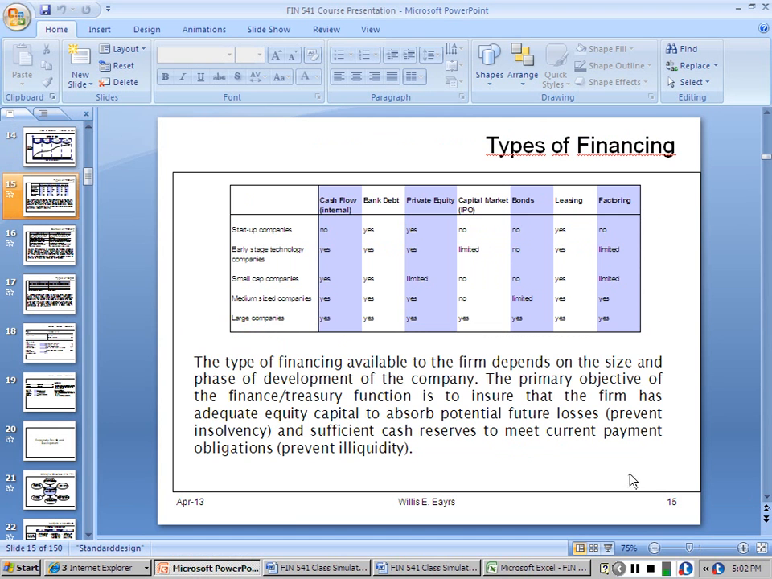The types of financing, if we take a look at this for startup companies, because we have no internal cash flow, it means that we're in a situation where we're in constant need of financing. Bank debt, although it says yes here, is probably limited unless you can find somebody that might be willing to fund your business if somebody else is willing to give them a guarantee.